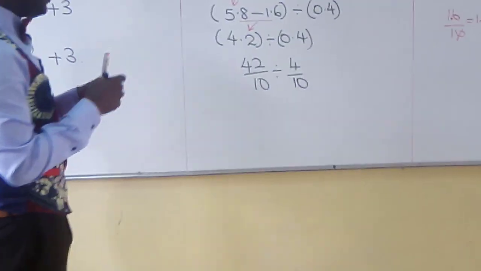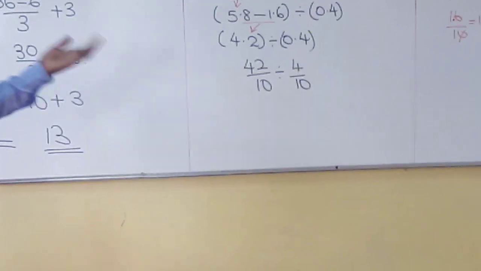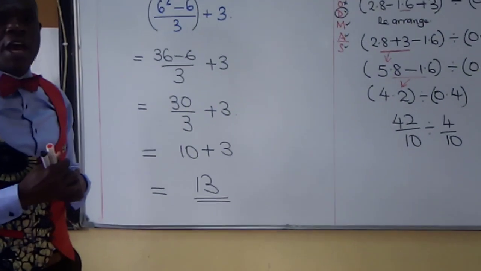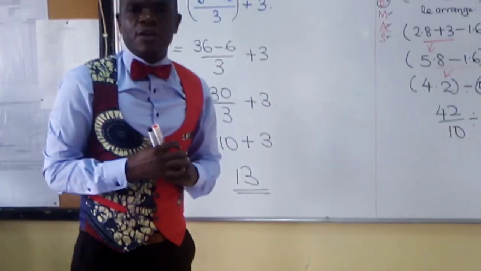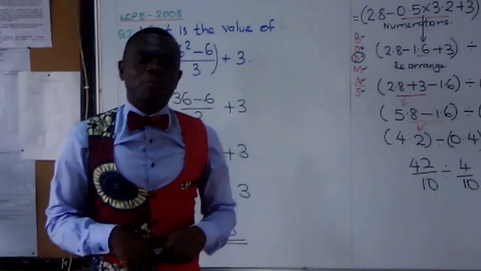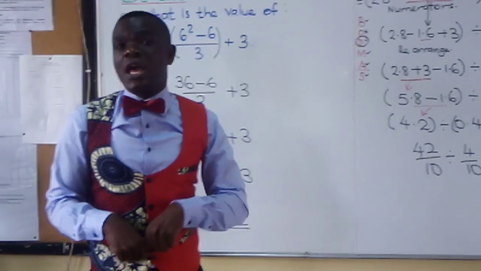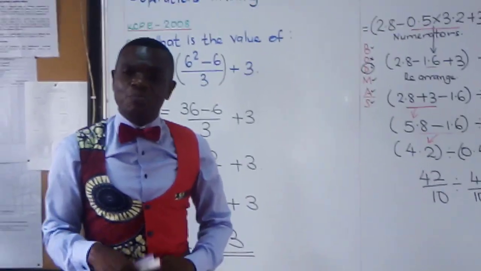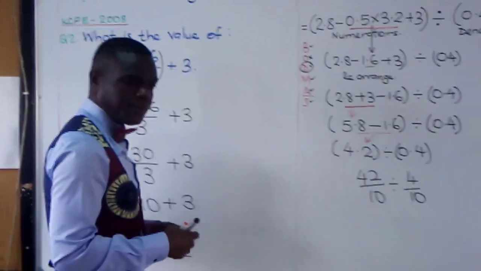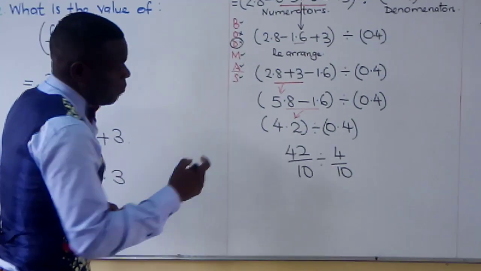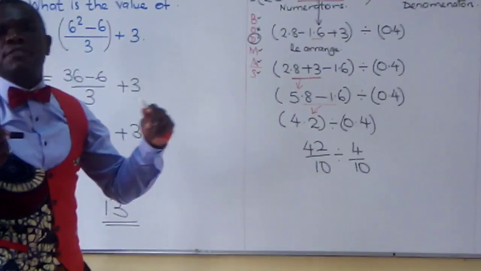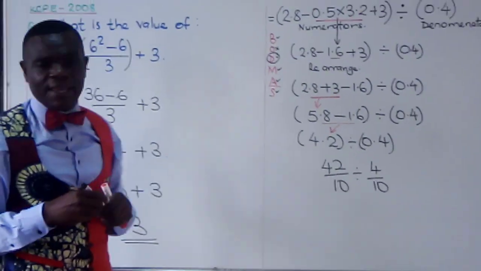Why are we putting over 10? Yes, Letitia? Correct. We are putting it over 10 because they have one decimal place each. Thank you. Brilliant, girl. Clap for her. Very good. Now they are fractions. The rule of dividing fractions applies here.